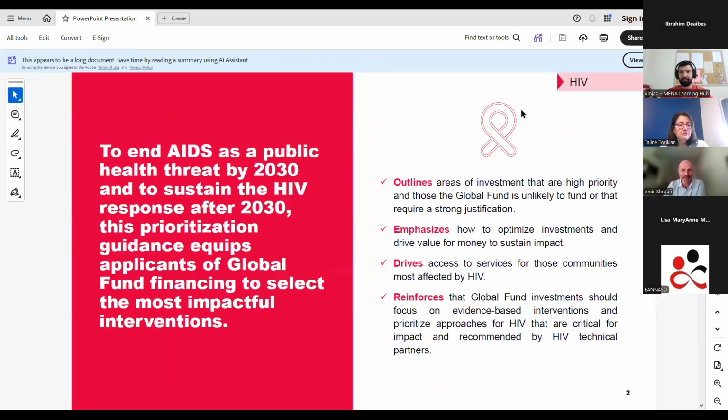So thanks for the opportunity, everyone, to speak this morning. The aim of this guidance is to outline areas that we as Global Fund see as high investment priorities, to emphasize how those investments can be optimized at a time of very constrained funding, to make sure that those investments get to the people who need them most, and to do that in a way that's evidence-based and is going to support the achievement of impact, which ultimately is the overarching aim of what the Global Fund is trying to do. Next slide, please.